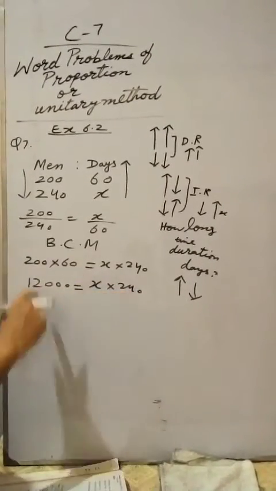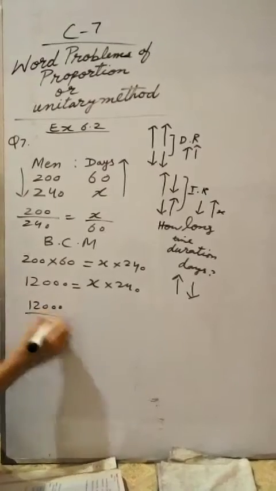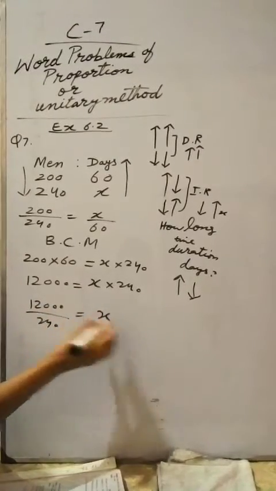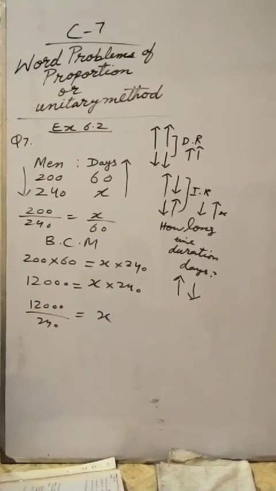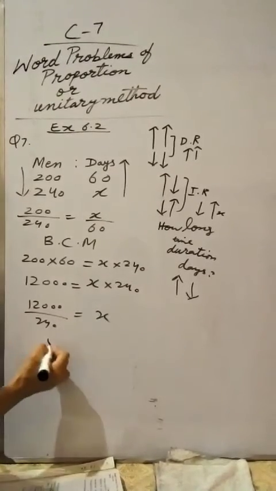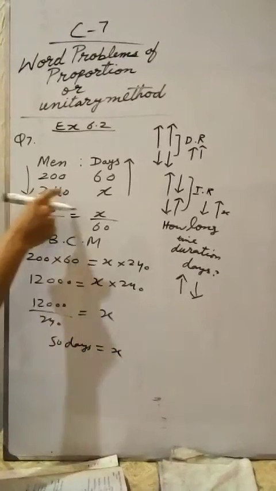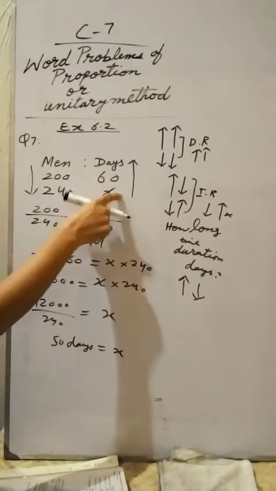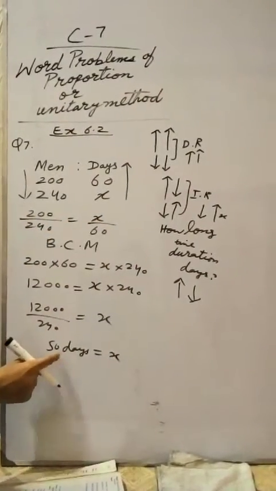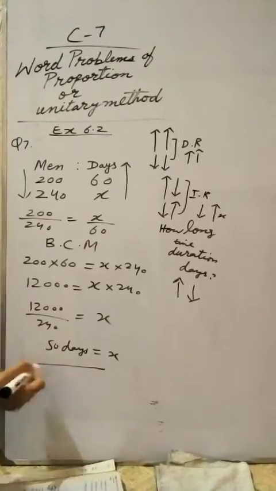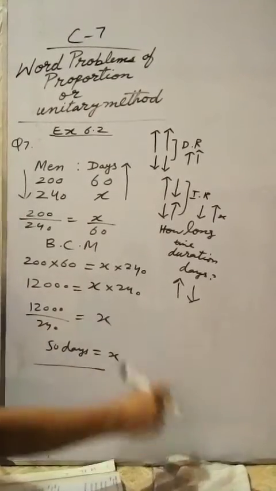Now multiplication will convert into division. So now we have to divide it, 12,000 divided by 240, and the answer will be 50 days. So see, it is proved. When the men are increased, the food will be used for fewer days, 10 days or less, 50 days. So these are the steps for understanding the concept.